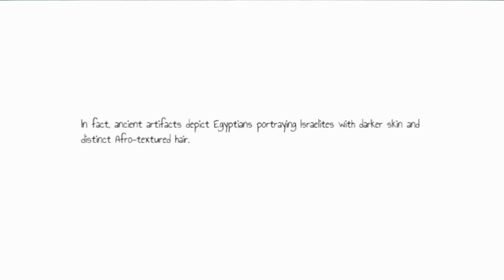It's important to note that the Israelites originated from the ancient Near East, which included modern-day Israel, Palestine, and surrounding areas. The physical appearance of the Israelites varied due to their diverse ancestry and intermixing with neighboring cultures. Scholars suggest that the Israelites had a range of skin tones, including olive, tan, and even darker complexions. In fact, ancient artifacts depict Egyptians portraying Israelites with darker skin and distinct Afro-textured hair.